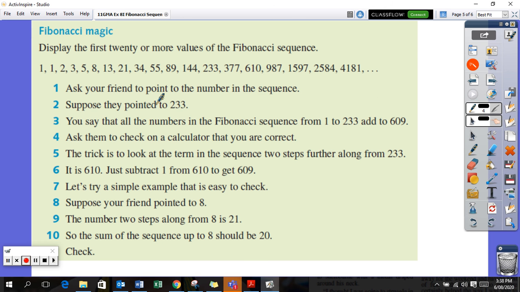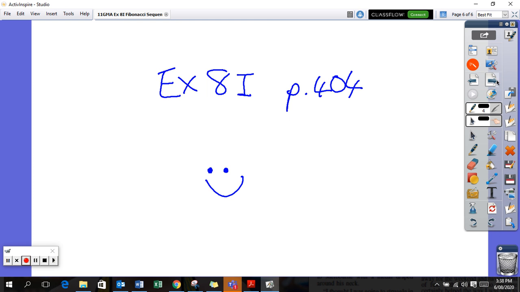You can try this one, just read through this one. So come back, pause the video, or if you want, it's on page 404 of your book. Okay, I'm not going to cover it, but you can just read through it. It's just a maths trick that you can try, and try it on someone at home, or if you've got a friend here, just do it in a pair together.